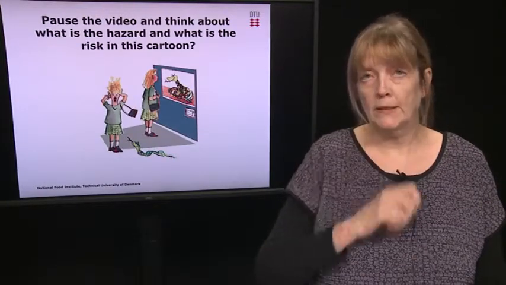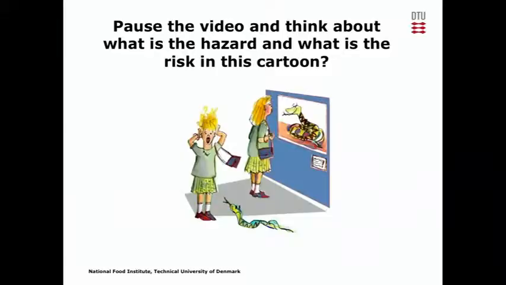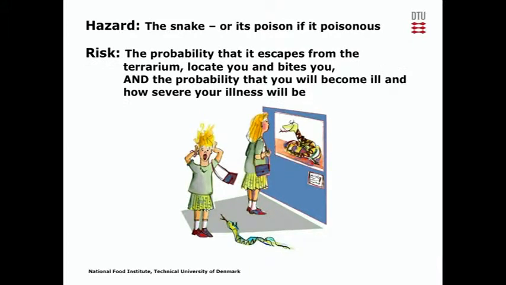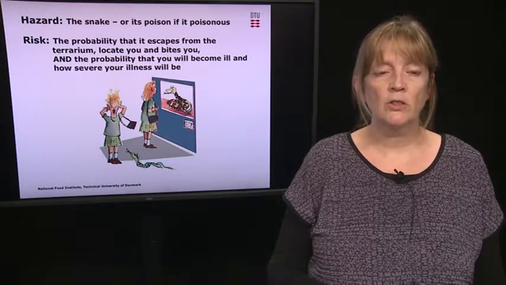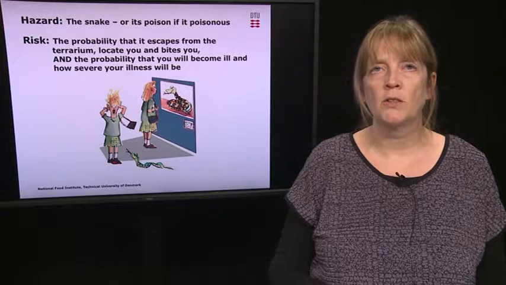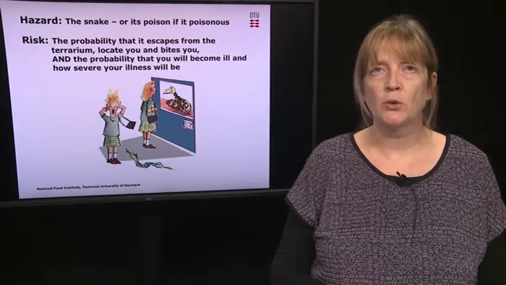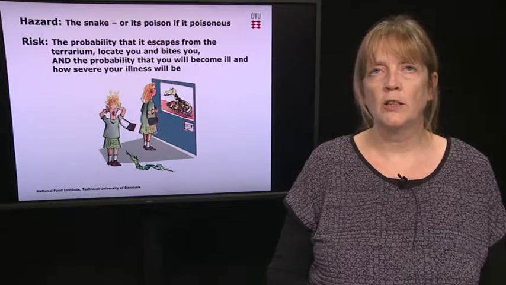So having defined these two terms, hazard and risk, please pause the video and think about what is the hazard and what is the risk in this cartoon. So let's see if you got it right. The hazard in this is the snake. Or it can be more detailed, it can be the poison if it's a poisonous snake. But the fact is that it is something physical that can do you harm. The risk, on the other hand, is like a chain of conditional probabilities. It is the probability that the snake escapes from the terrarium, that it actually locates you and it bites you. And it is also the probability that you will then, after being bitten, become ill, and how severe your illness will be.